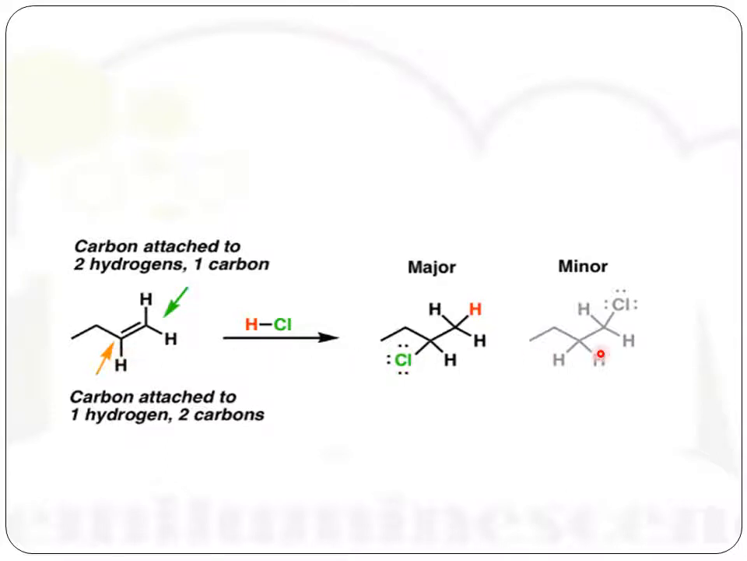And the second product is formed when chlorine is attached to carbon number 1. According to our rule, when the negative part is attached to the carbon carrying fewer hydrogen atoms, that product is formed as the major product. Hence, this product is the major one and this product is the minor one.